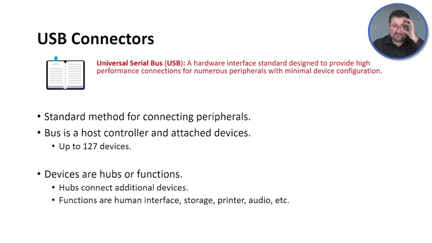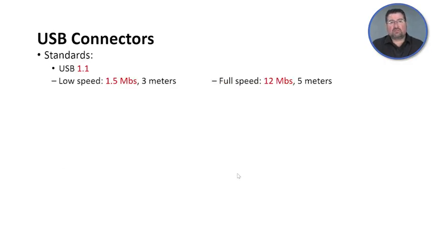And that's what we're saying right here. Devices are hubs of function. So we have the ability to daisy chain all these different devices under one USB. Miraculous. I love it. All right, here's the standards. And here's starting to come the speeds. Let's go. So USB version 1.1, the first USB that ever came out.